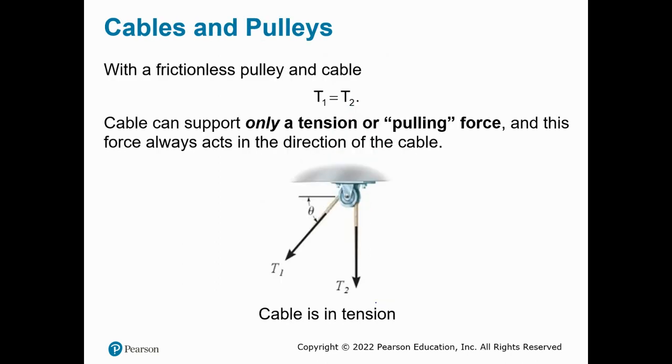Cables and pulleys: with a frictionless pulley and cable, T1 equals T2. So, in other words, it's the same cable. It's the same line going from here to here, going from here to here. It's the same cable. So, any forces on the same cable experience the same tension. T1 equals T2. A cable can support only a tension or pulling force, and this force always acts in the direction of the cable.